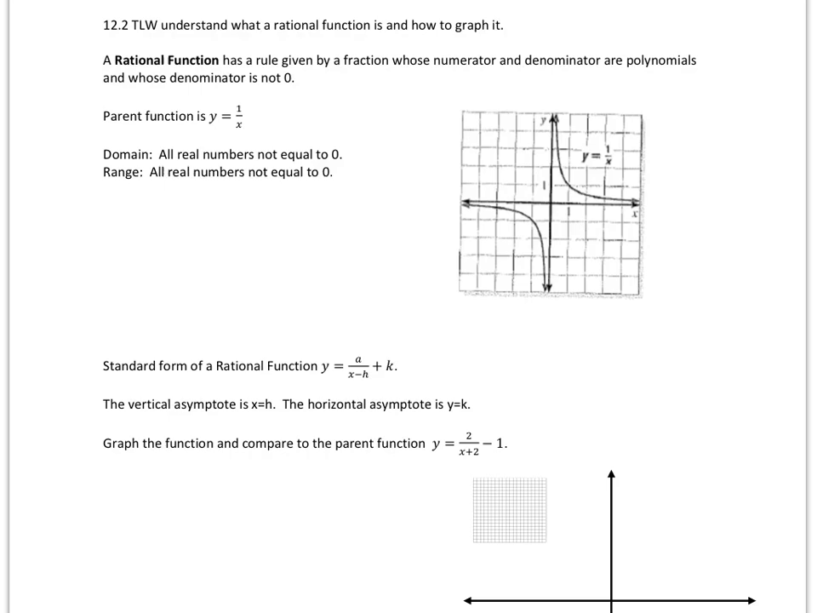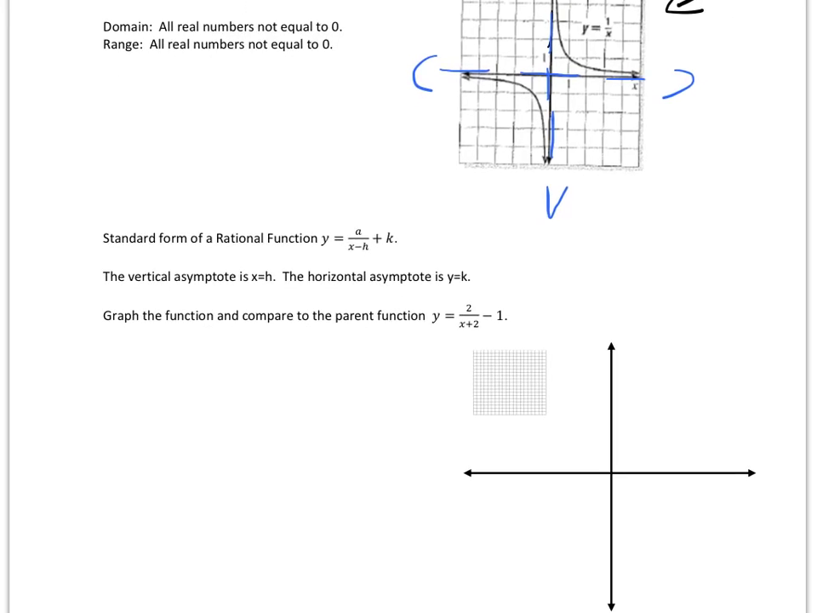Parent function, y equals 1 divided by x. There's a graph of it right here. The domain is all real numbers not equal to 0. That's because there's a vertical asymptote at x equals 0 and a horizontal one at y equals 0. So it equals every other number except 0 for those two. It's not always that, but for the parent function it is. Okay? So let's take a look at trying to graph one here.